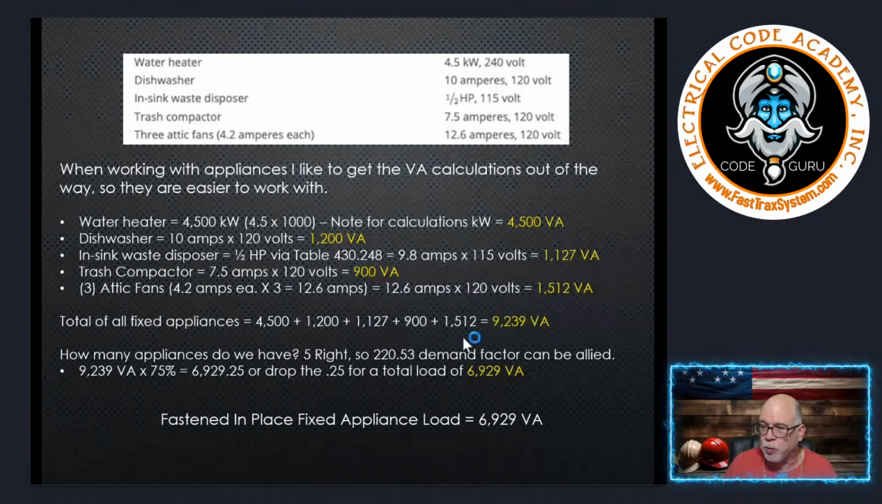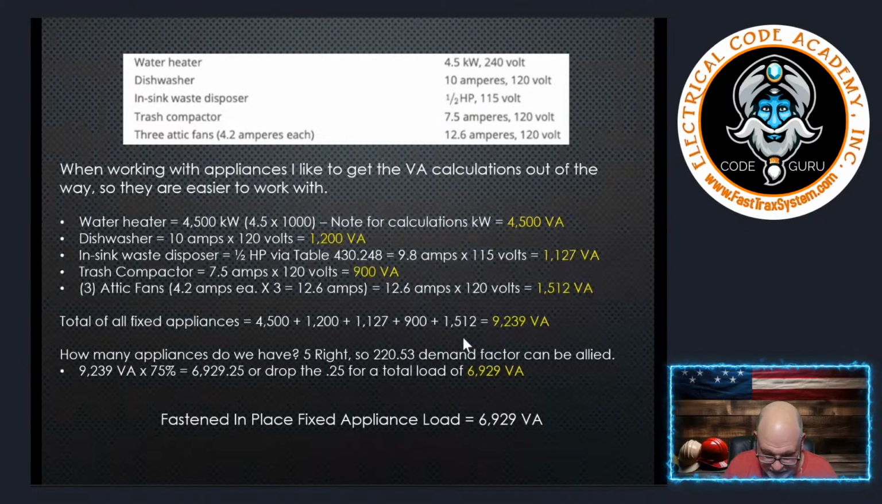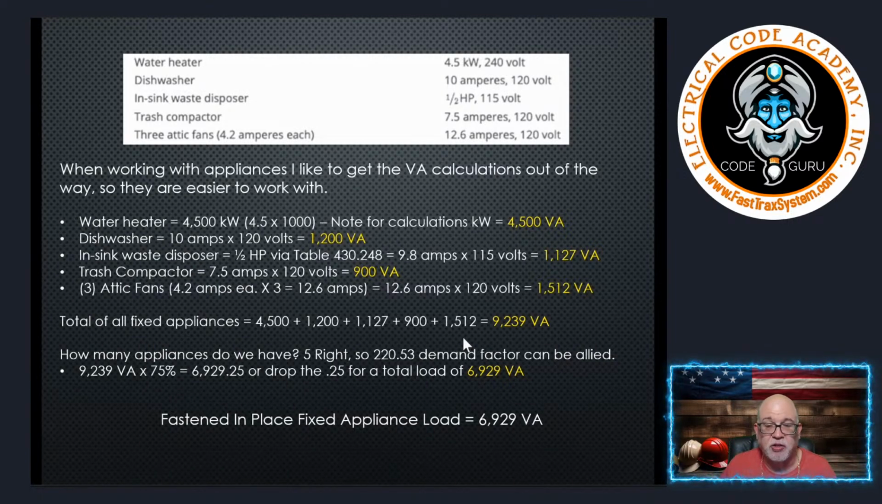I'm going to subtract 4,500 from it. So 9,239 minus 4,500 gives me 4,739. I'm going to take that number and multiply it by 75%, right? Because we do have 4 more appliances.